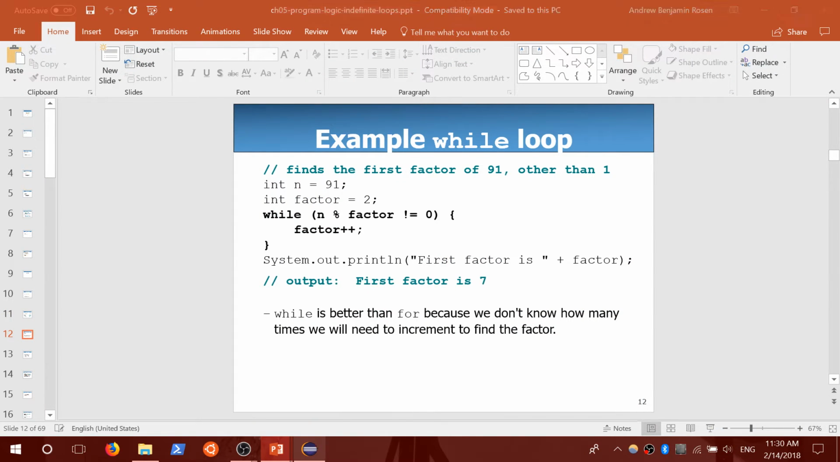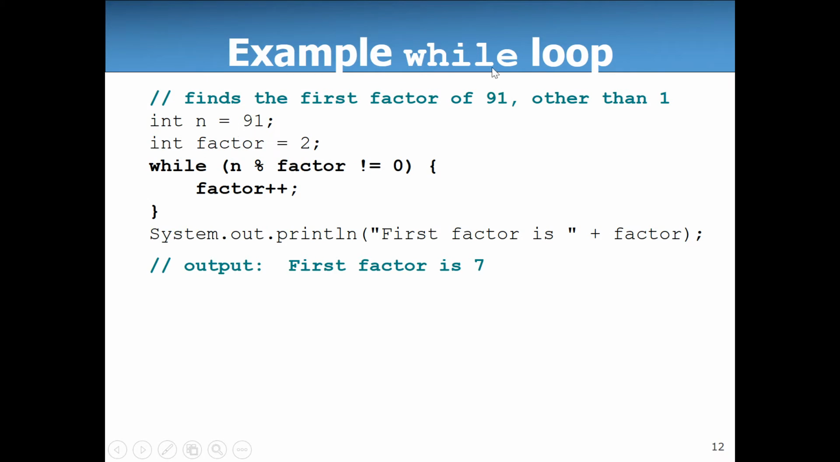So let's look at an example of this one. It finds the first factor of 91 other than 1, so the first thing that divides it. While n divided by factor is not equal to 0, increase the factor. System.out.println, the first factor is factor.